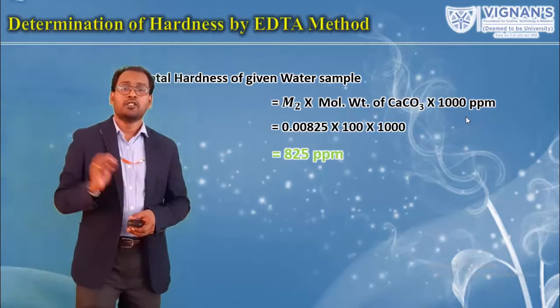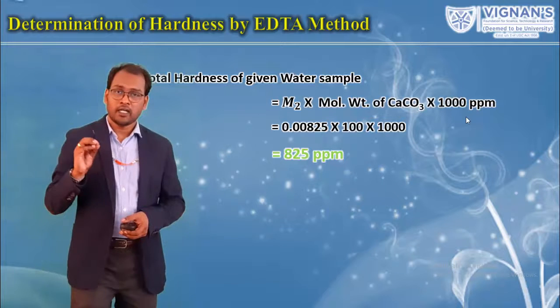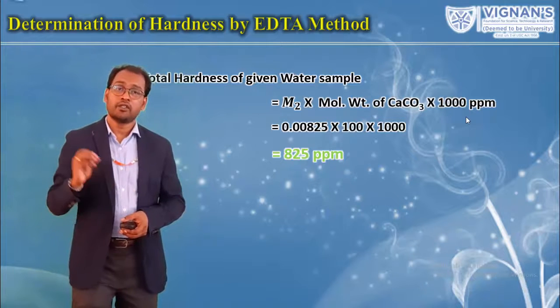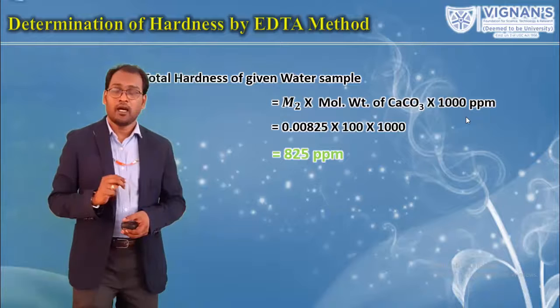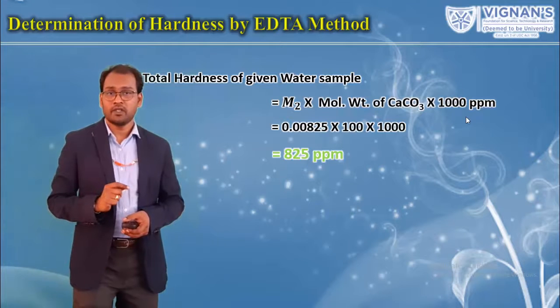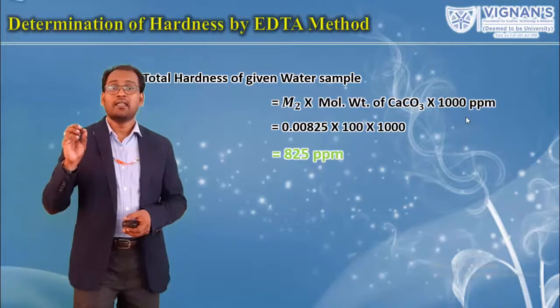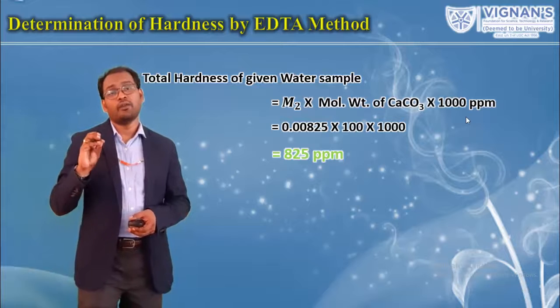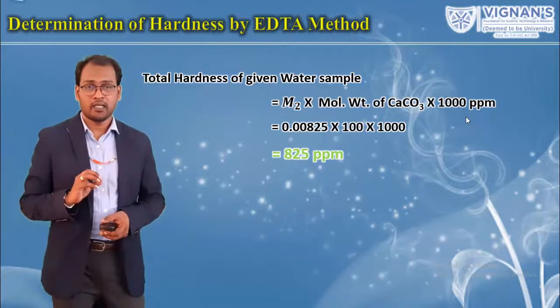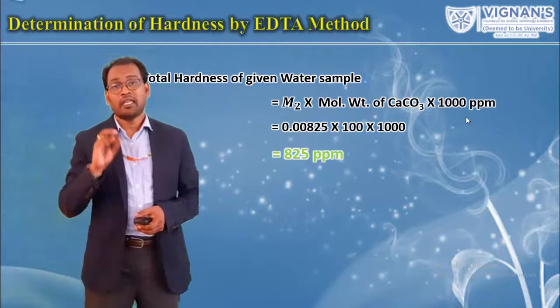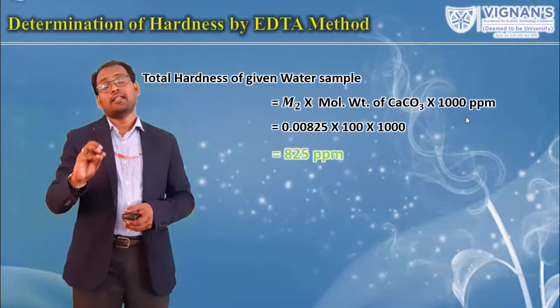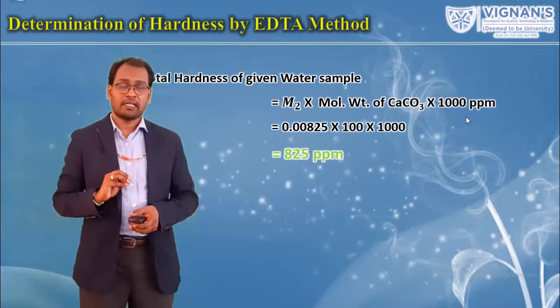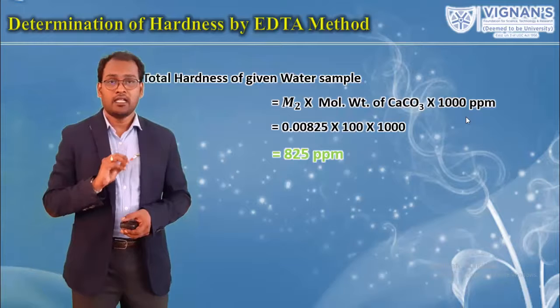Okay, clear? So to summarize, we started with the definition of hardness. We saw different types of hardness. We saw what the components of those hardness are. Then we saw the different units in which this hardness can be represented, and then we saw the method to measure the hardness of a sample, which is nothing but the EDTA method.